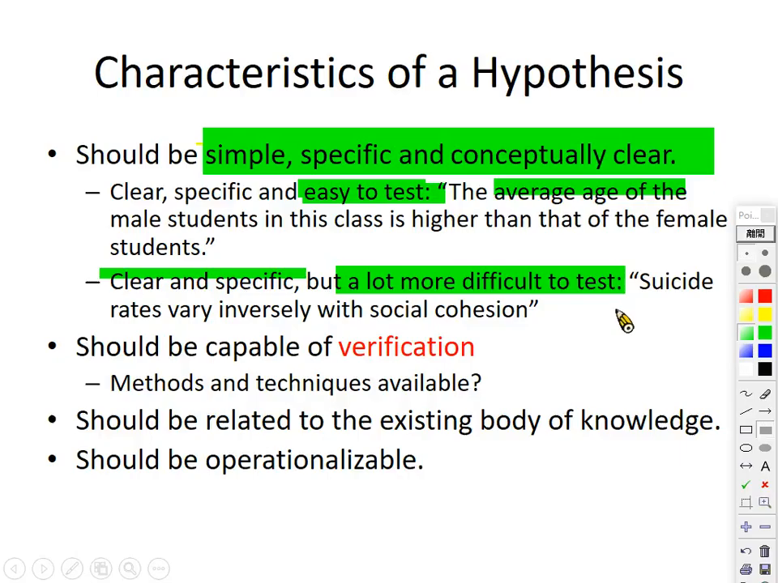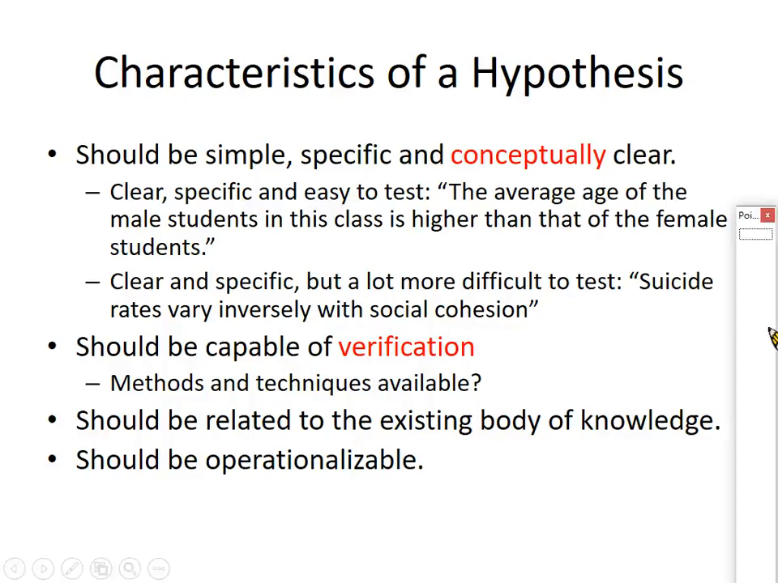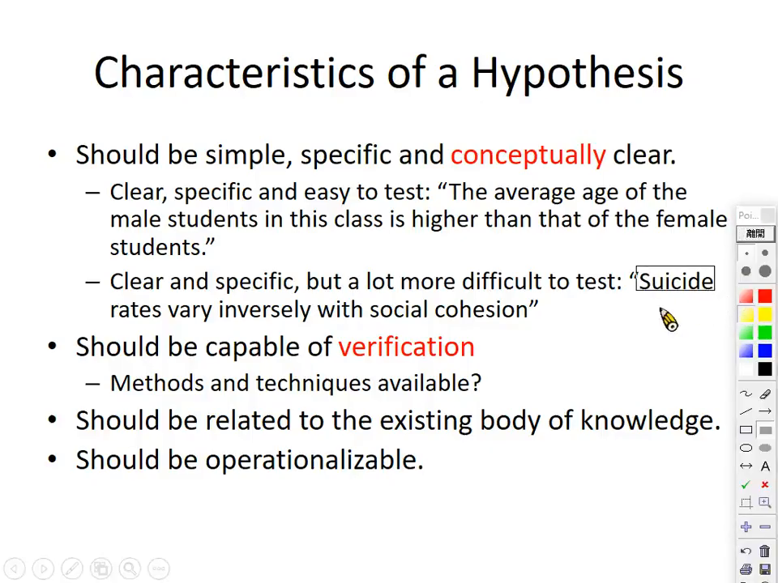Let's look at this one. Suicide rates vary inversely with social cohesion. This one is a little bit difficult, right? Let's take a look at this hypothesis. We have two variables, this one and this one, and this indicates a negative relationship. That means the higher the suicide rates, the lower the social cohesion. Inversely means negative, right?